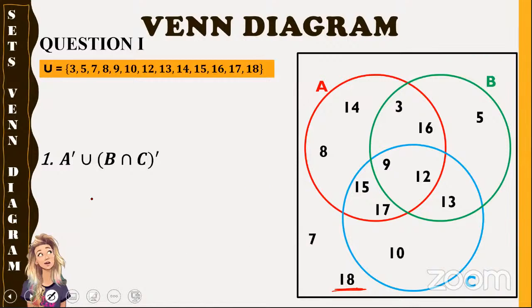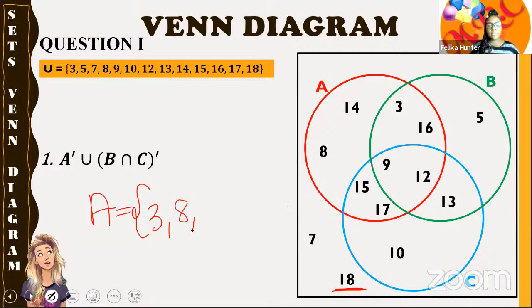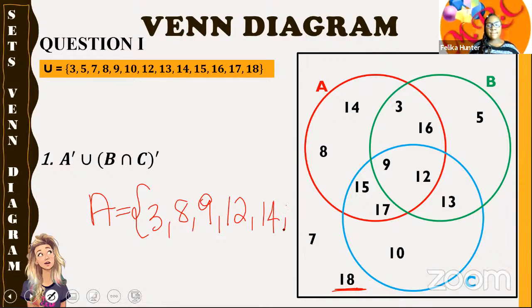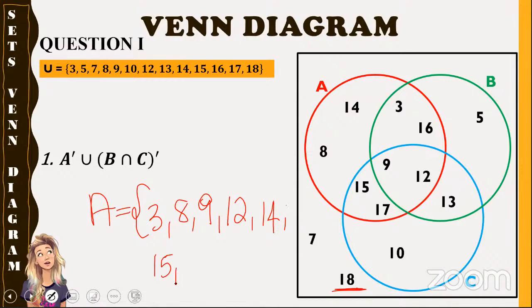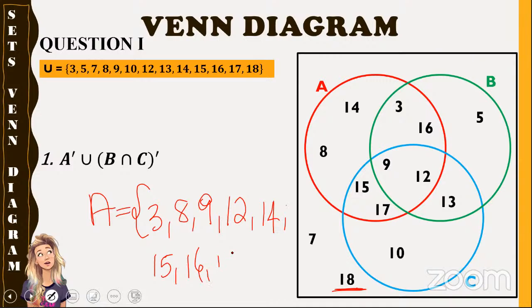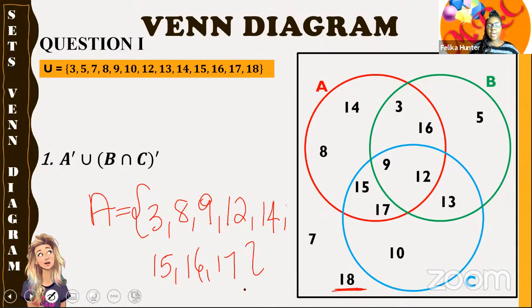Set A: 3, 6, 3, 8, 9, 12, 14, 15, 16, and 17. So 1, 2, 3, 4, 5, 6, 7, 8, 3, and 2, 5. Good. So always double check. All right. So those are the elements of A.